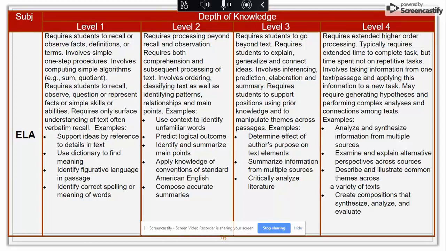So a lot of times on GMAS or end of course tests, people say this is a level 4 test. The truth of it is, Norman Webb, who created this, definitely said you cannot create a level 4 multiple choice question on an end of the year test. It is a performance task.